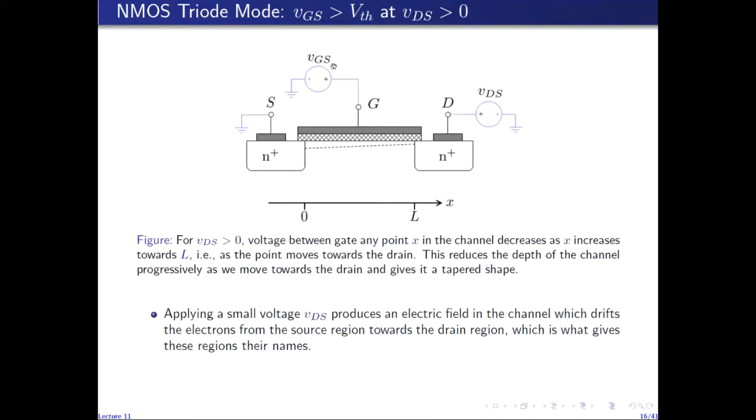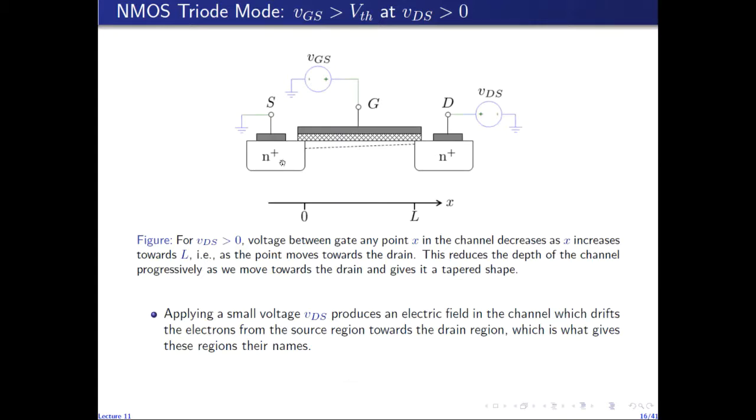Now, on top of VGS, once we have a channel for VGS greater than V threshold, if we also apply a voltage at the drain with respect to the source, so we have a conductive channel, a positive voltage at the drain with respect to the source, then this voltage will produce an electric field along the channel from the drain towards the source, which will cause the electrons in the channel to drift in the direction opposite to that of the electric field. That is, it will make the electrons drift from the source end of the channel towards the drain end of the channel.